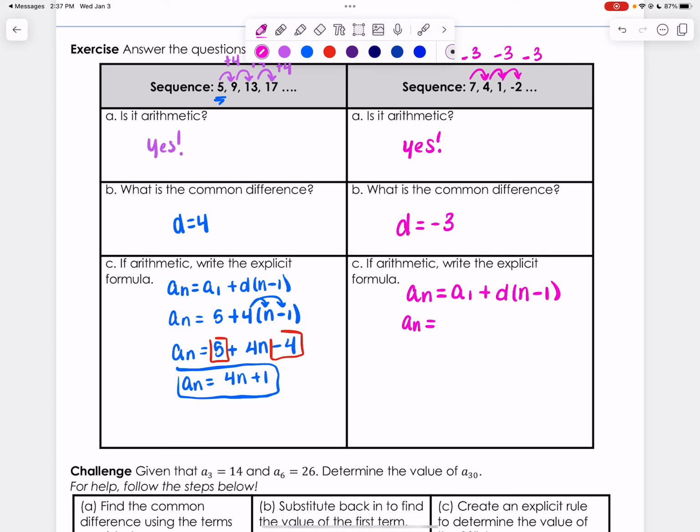And now we make our substitutions. So we get a sub n equals my first term, which is 7. Our common difference is negative 3. And then we have our n minus 1. And I said it before, whenever you have a number attached to the parentheses, we distribute.